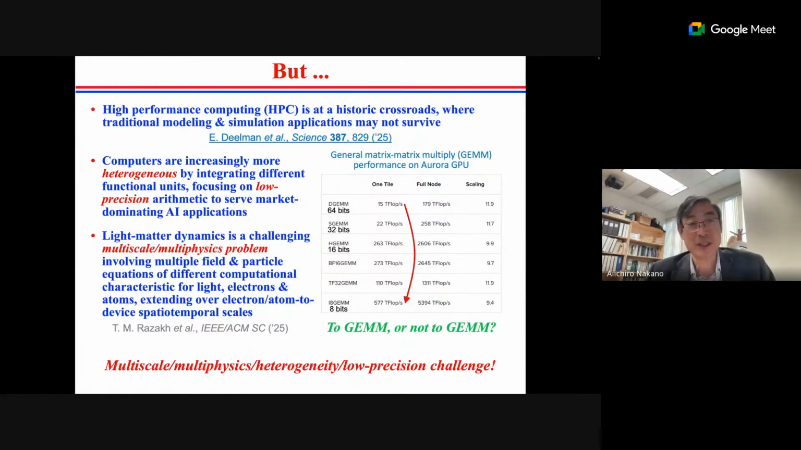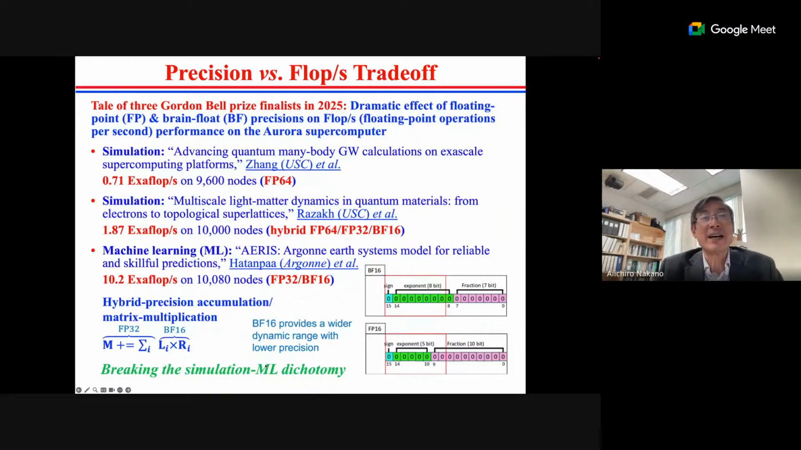In addition to this low precision problem, light-matter dynamics is a very challenging multiscale, multiphysics problem, which involves multiple field and particle equations of different computational characteristics for light, electron, and atom, extending from electron and atom spatial-temporal scales to device-level spatial-temporal scales. So now we face this multiscale, multiphysics, heterogeneity, and low precision challenge.